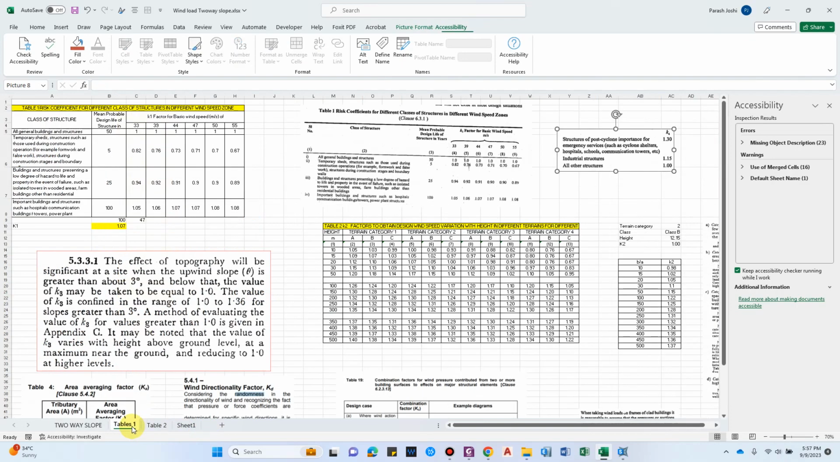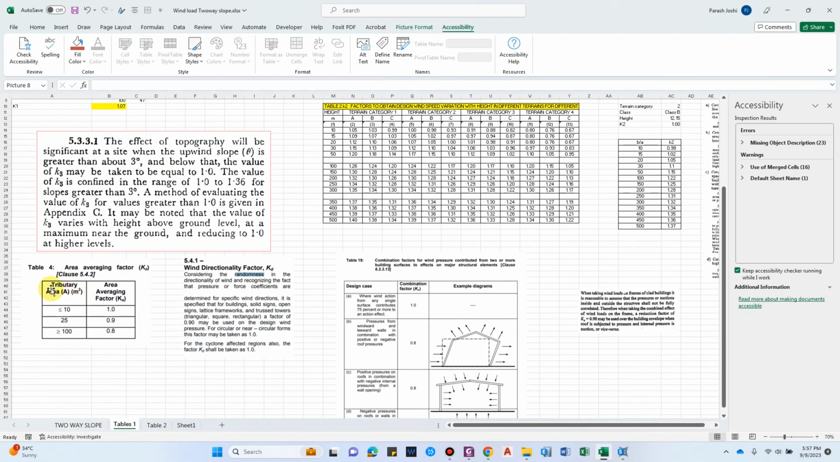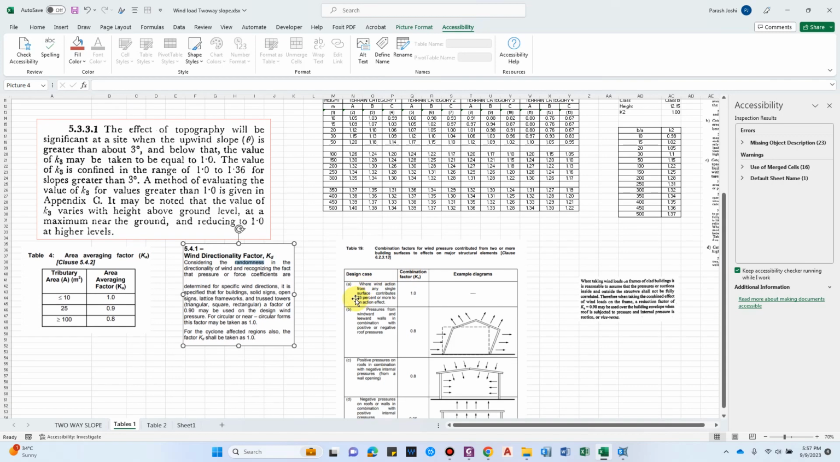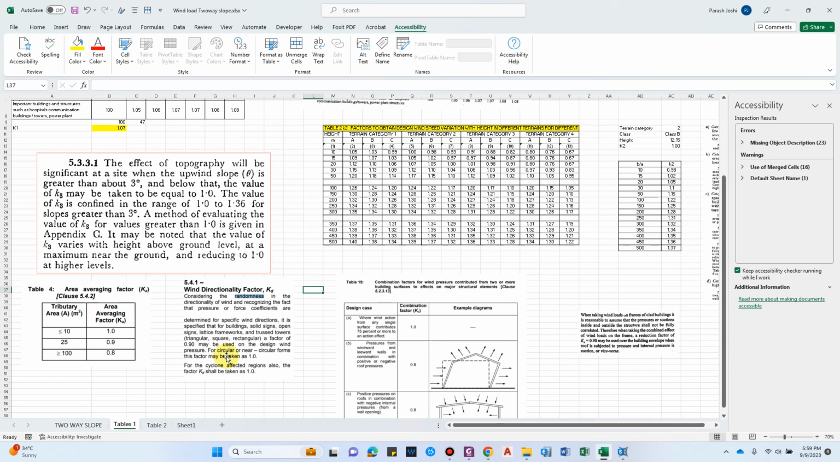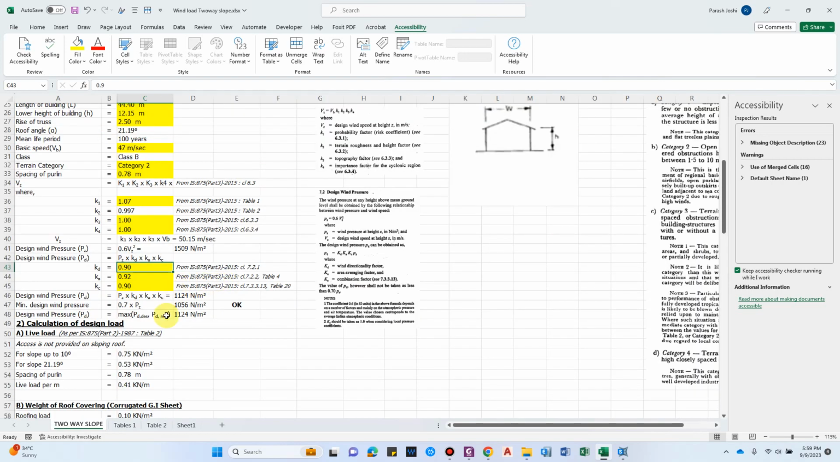Now if we see this from the table, Ka, the area averaging factor, depends upon the tributary area. The wind directionality factor depends upon the direction of the wind, and Kc is the combination factor. So we'll consider all those things. The value of Kd you can take as 0.9 or 1, and for the cyclone affected region also the value of Kd shall be taken as 1. We'll take this value as 0.9.